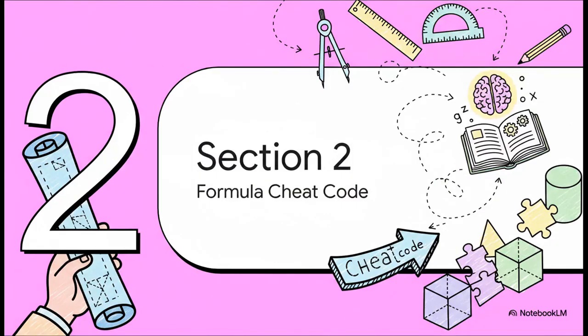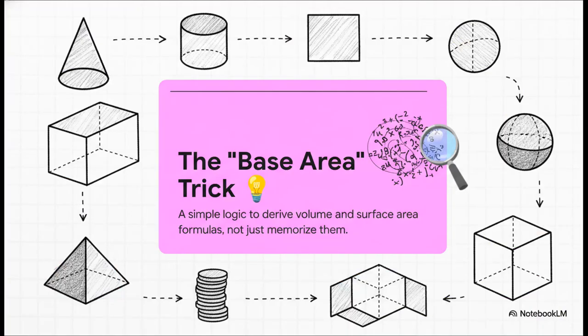All right, section 2, your formula cheat code. So we've got the blueprints down. Now you need the tools. But look, instead of just trying to cram a giant list of formulas into your head, I'm going to show you a super simple trick, a cheat code really, for figuring them out on the fly. And here it is, the base area trick.